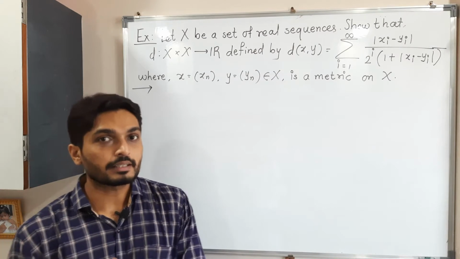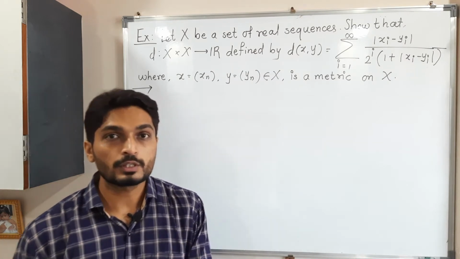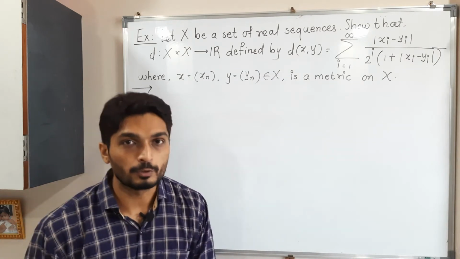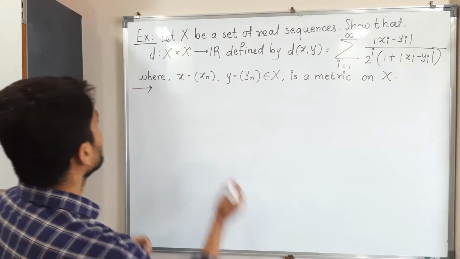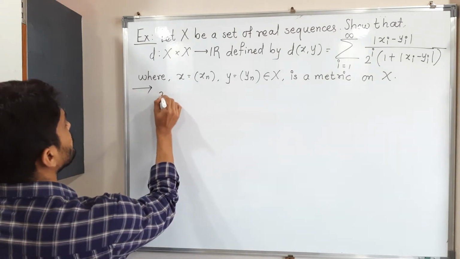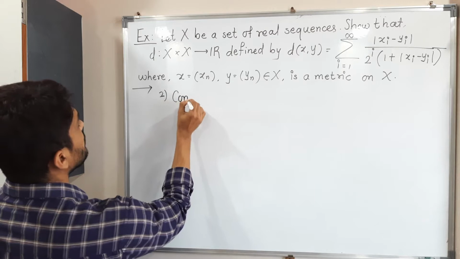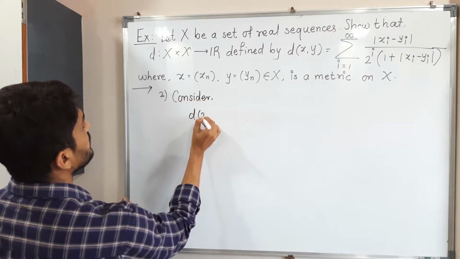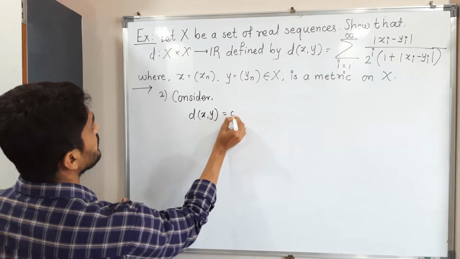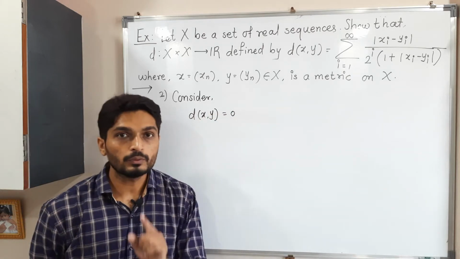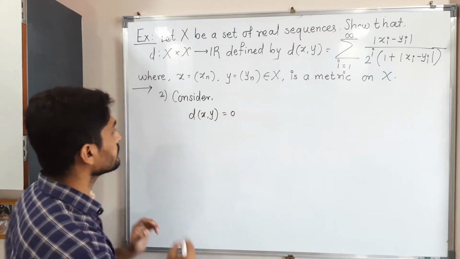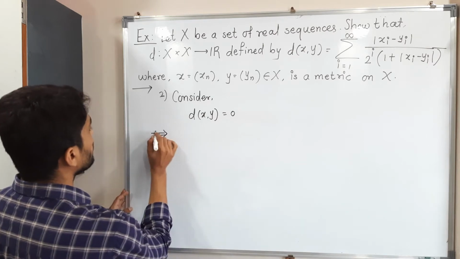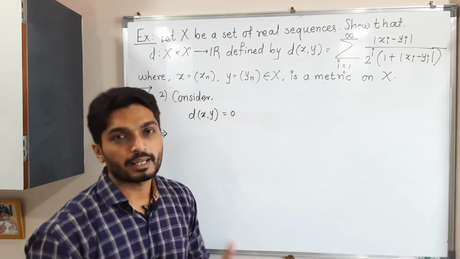You remember the second condition, d of xy is equal to 0 if and only if x is equal to y. So let us start the second condition. We consider d of xy is equal to 0, and finally what we have to prove? x is equal to y. If and only if, it has only one definition, so we can directly write.